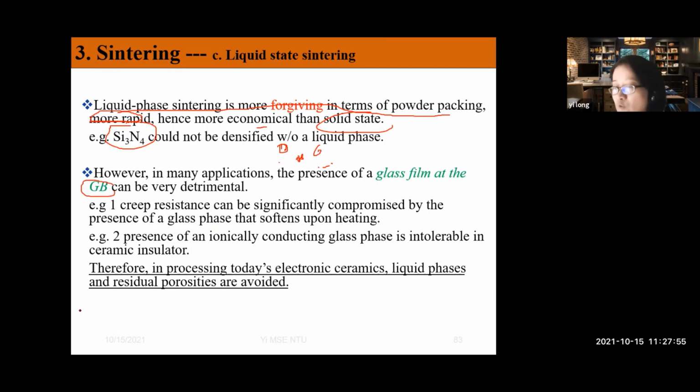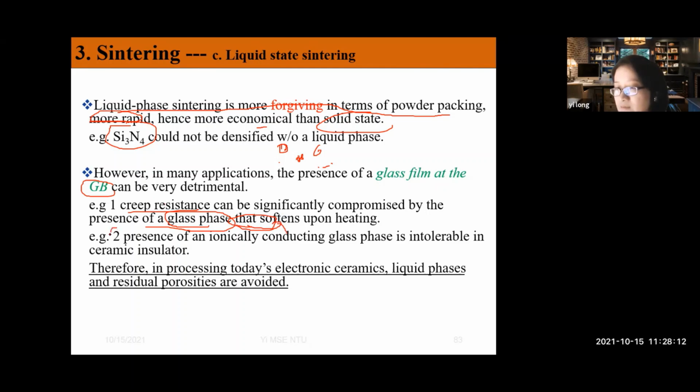For example, I give you one example here. The creep resistance can be significantly compromised by the presence of this glassy phase at the grain boundaries, because this is going to soften when you heat. When you're heating up, this grain boundary is going to become softer. Okay, this is the first one.